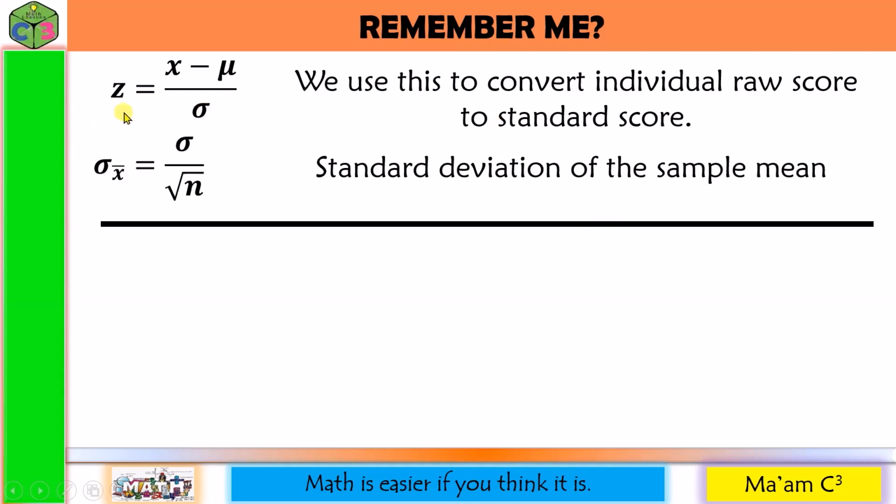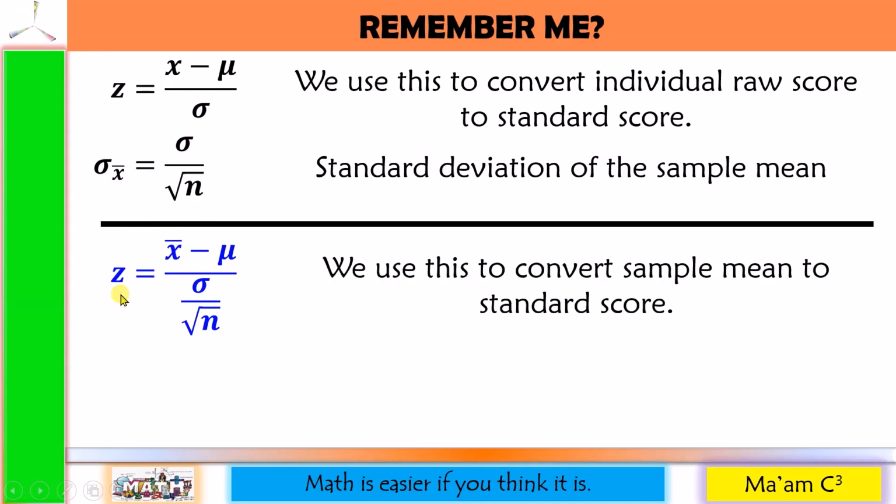We are also going to use this formula, but we are going to replace this individual raw score with sample mean, x bar. Now, since we are talking of sample mean, then instead of population standard deviation, we're going to use the sample mean's standard deviation. So, instead of sigma, we're going to replace it with sigma divided by square root of n. We use this formula to convert sample mean to standard score.